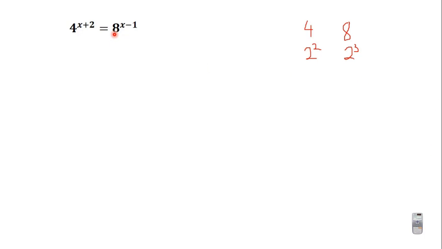If you can't change the one on the left hand side to have the same base as the one on the right hand side, or you can't change the one on the right hand side to have the same base as the one on the left hand side, then it means that you have to change both of them so that they will all have the same base. So in this example, we can change 4 to 2 exponent 2. We can also change 8 to 2 exponent 3. When we do that, the term on the left hand side will have a base of 2. The term on the right hand side will also have a base of 2. So we can now equate them. And that is what we are going to do.